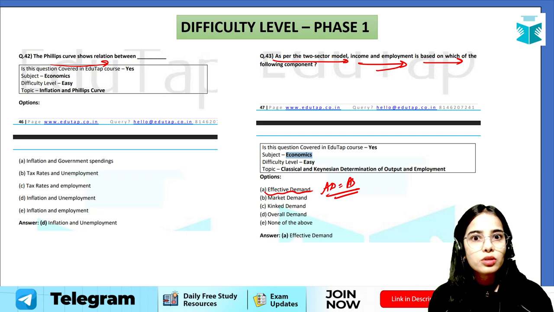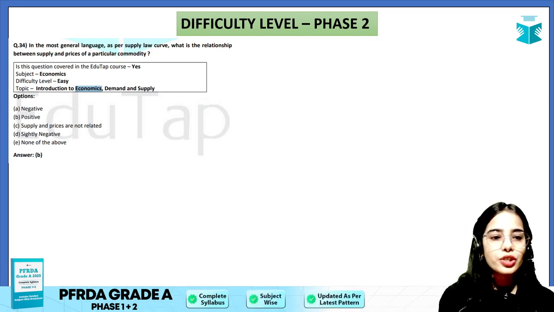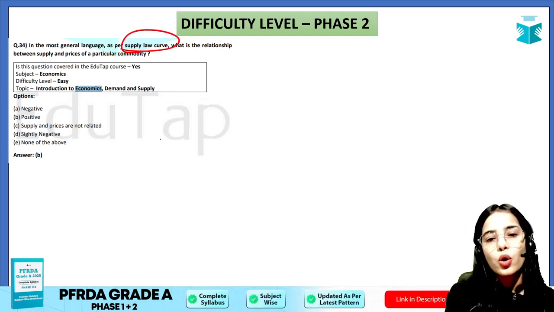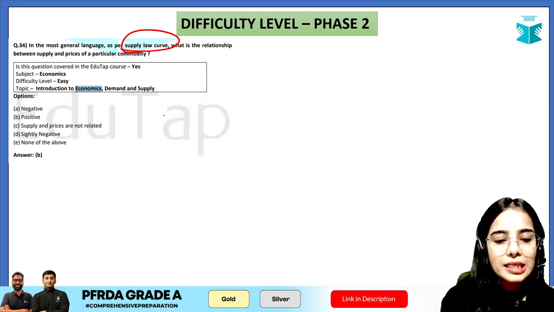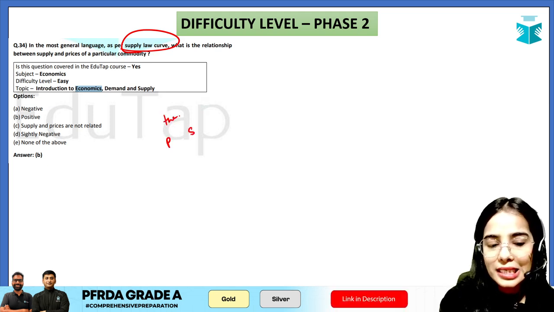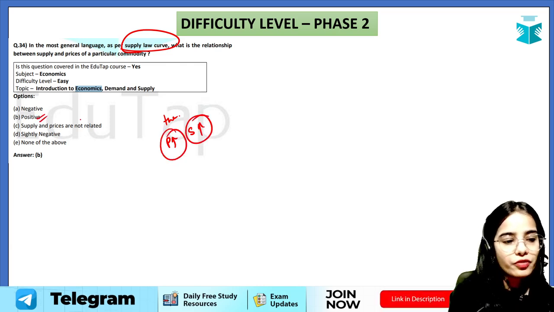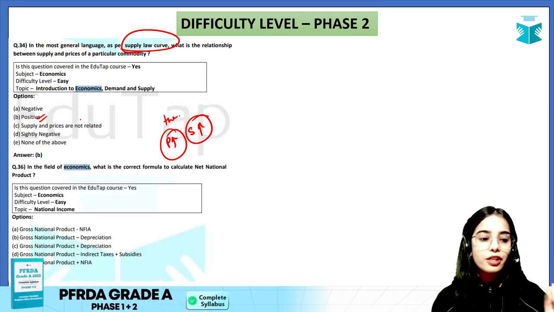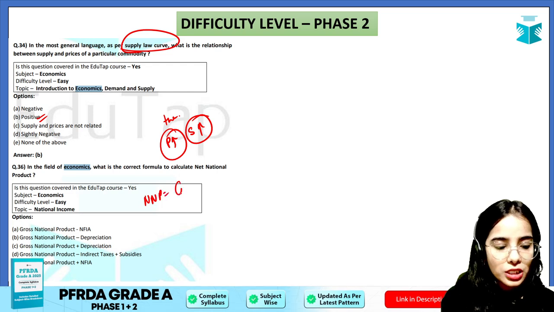What about Phase 2? Does Phase 2 have difficult questions or what? In Phase 2 also, if you see the questions, one question was about the law of supply. Law of demand and law of supply are basic concepts from the demand and supply chapter. The law of supply says that there is a positive relationship between price and supply. If price is increasing, supply will also increase. Positive relationship, okay? Next, in the field of economics, what is the correct formula to calculate NNP from the GNP?